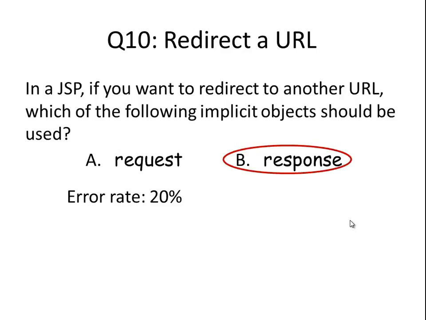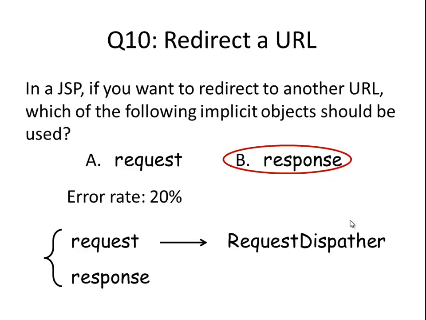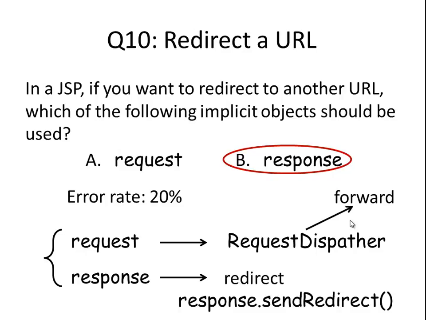Yeah. Answer response. So here let's compare 2 different ways using request and response. The request way, we can create a request dispatcher object, and through which we can forward. But for the response, we can do redirect. Okay, so more specifically, we call this method response.sendRedirect. Okay, yeah. So that's pretty simple and straightforward. Right. All right. So we complete part 2.